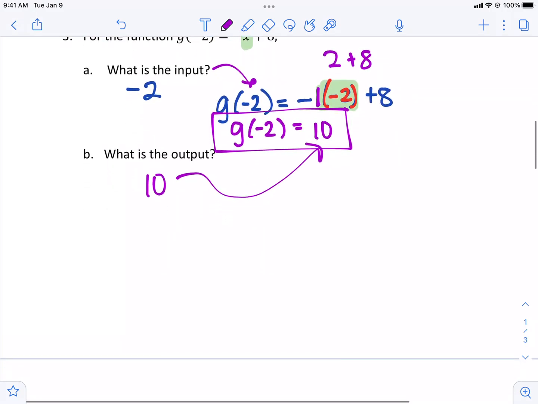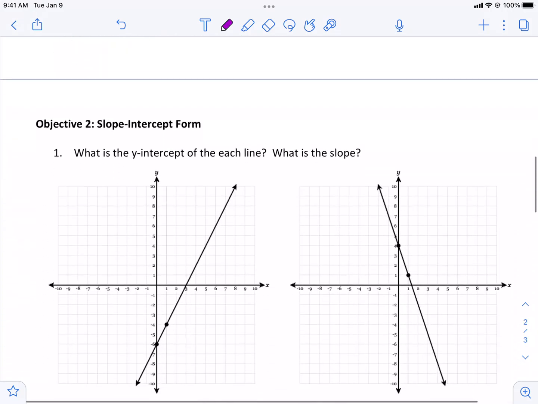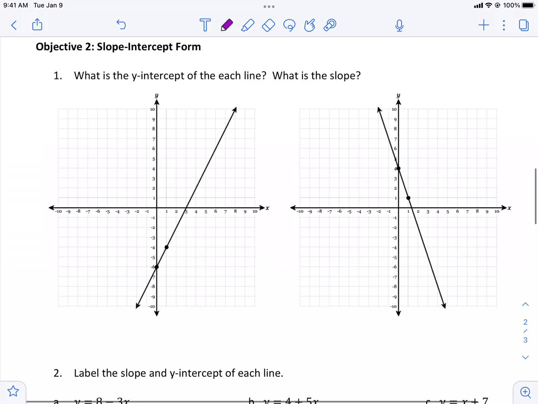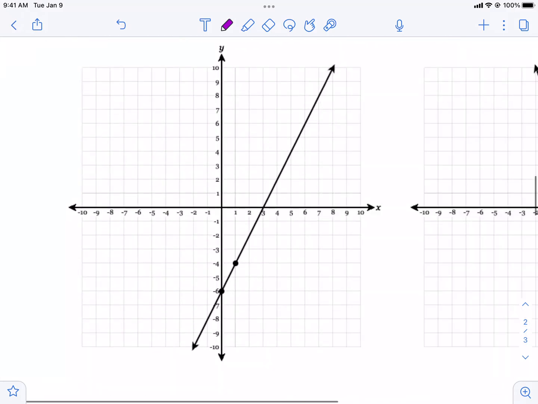All right, so that's just a quick intro to function notation. The rest of the day we looked at slope-intercept form, which is review. So number 1, what is the y-intercept of each line? What is the slope? So the y-intercept is where your line crosses the y-axis. So here, -6 is the y-intercept.